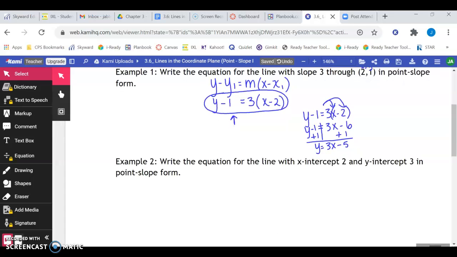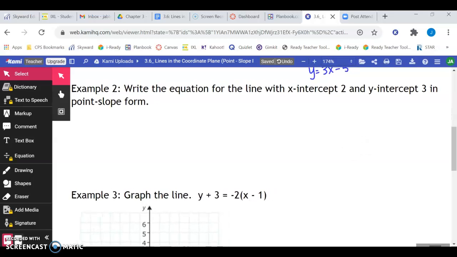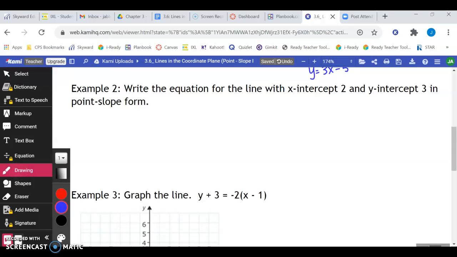All right, example 2, write the equation for the line where the x-intercept is 2 and the y-intercept is 3 in point slope form. So now we're not given a slope, but we are given 2 points, because if you think about the x-intercept being at 2, that means it's going to cross 2 on the x-axis. The ordered pair for that would be over 2 and up 0. And the y-intercept being at positive 3, that means we're going to go over 0 and up 3 for that point. So now we need to find the slope.